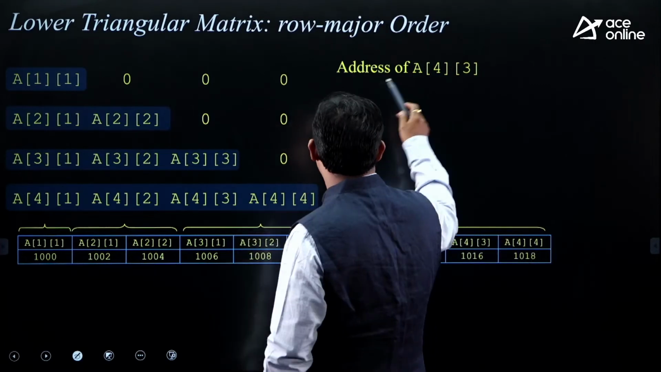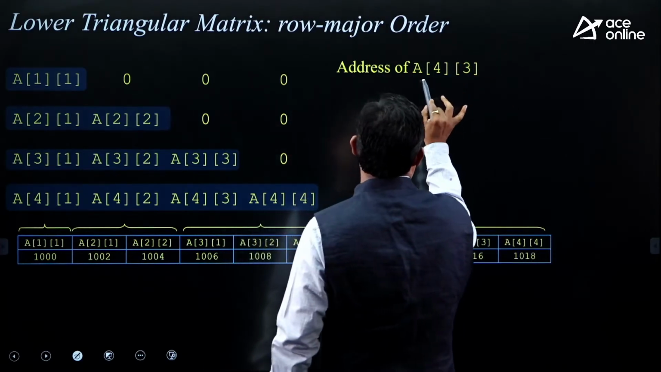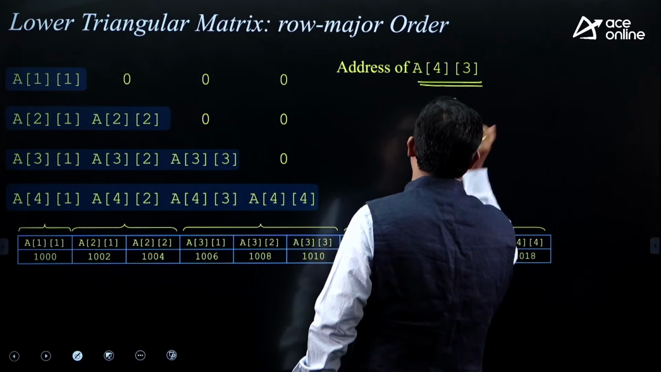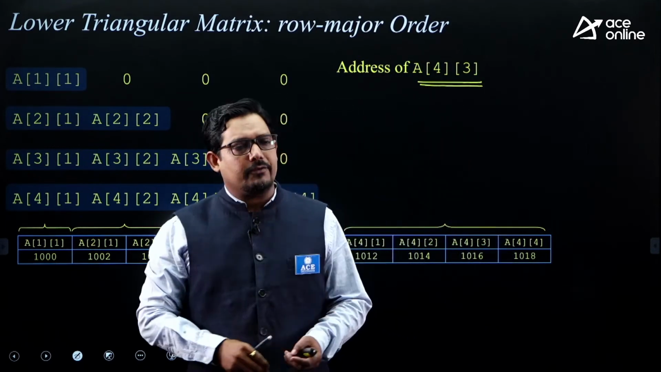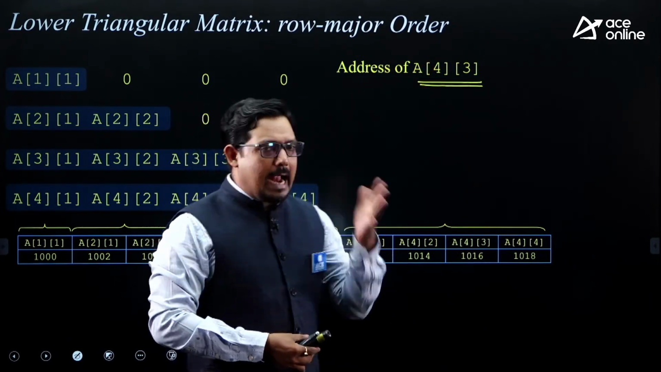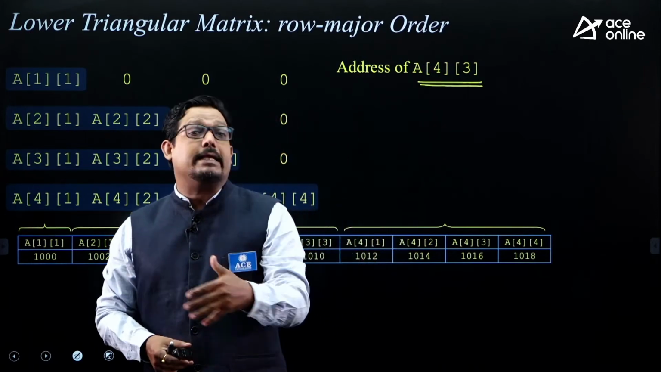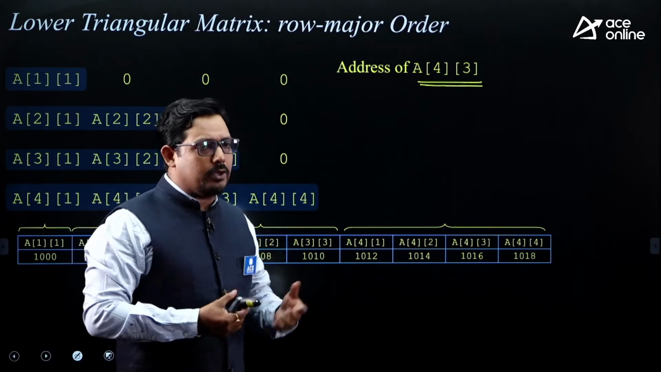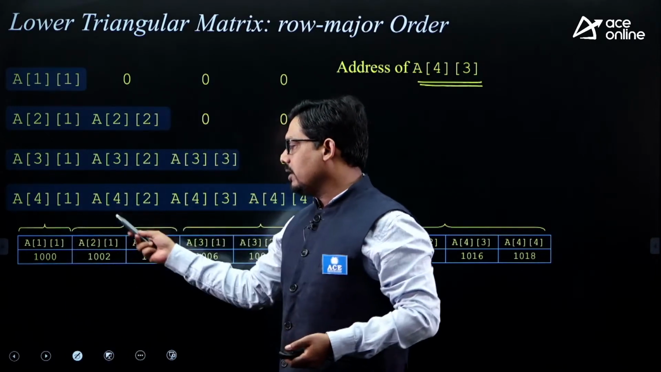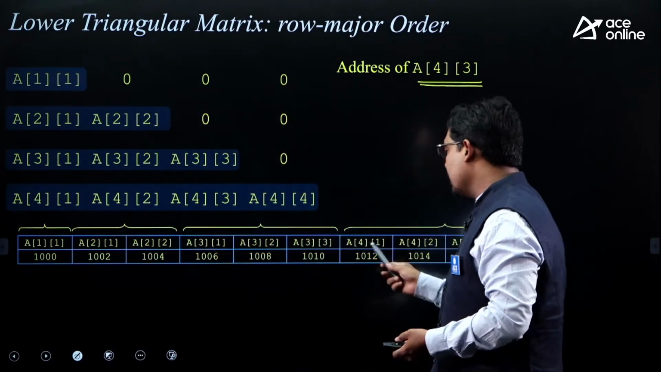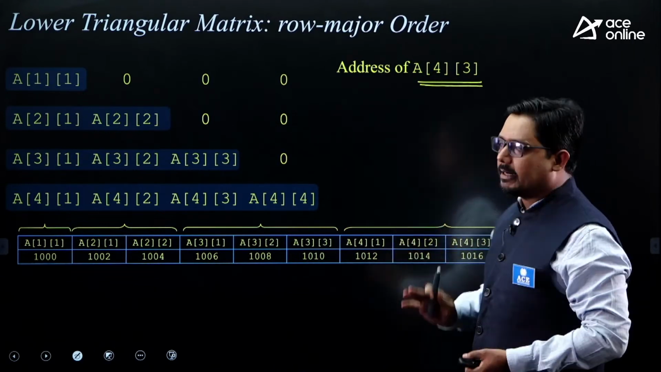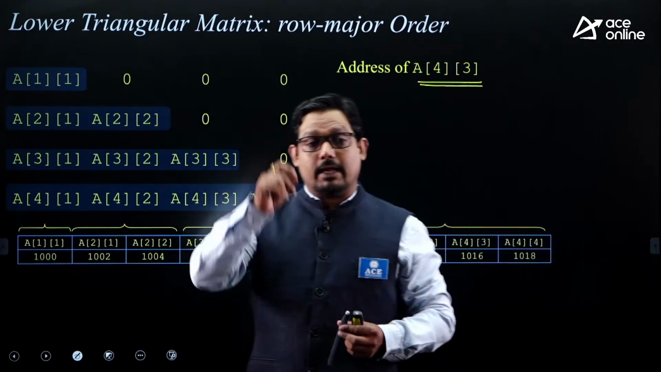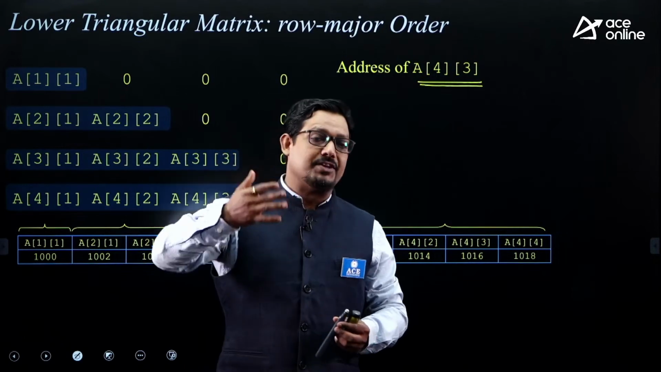Now, I want to find the address of A43, and with this I will also generalize the address, or you can say the index, for these values. Here you can start with index 1, 2, 3, 4, 5, 6, up to 10. There are 10 elements, so you can define at which index or address each element will be present.